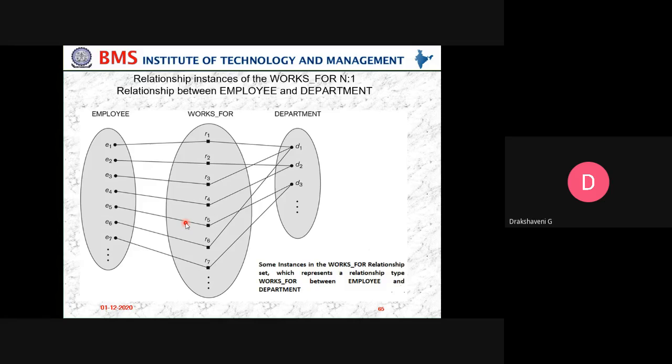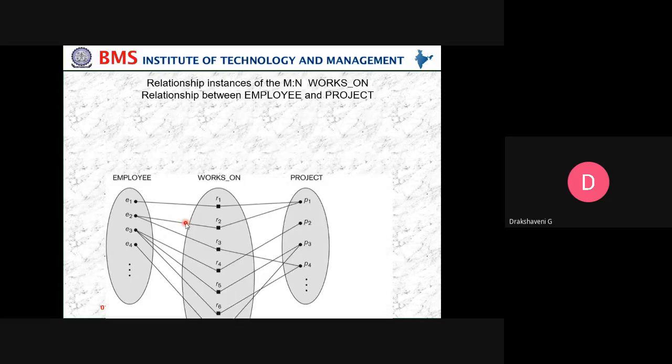Similarly, D3 is the CS department. How many employees are there? Here in this diagram, we have R5 and R7. These are the relationships for the employees who are working, and they are E5 and E7. So these are some instances in the works for relationship set, which represents a relationship type works for between employee and the department.